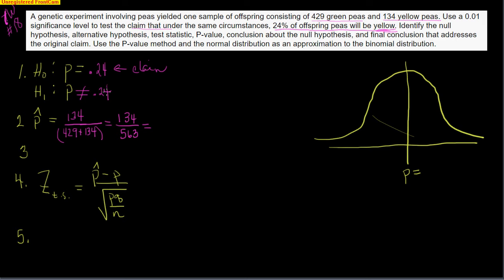And if you do that on your calculator, you will get 0.238. And I'm going to carry it out a little bit because we want to be as accurate as we can. Okay, so that's our p hat. All right, step 3 is to define on our graph the critical space and the critical value.